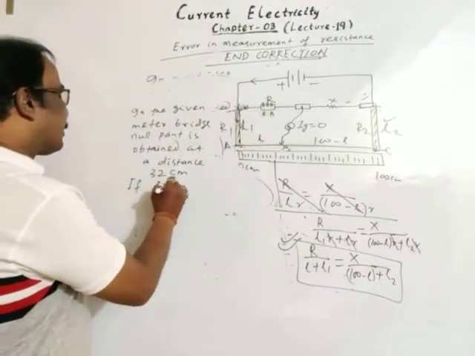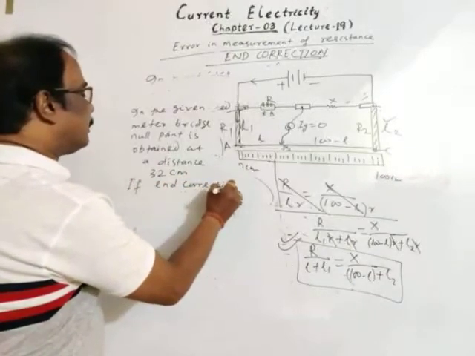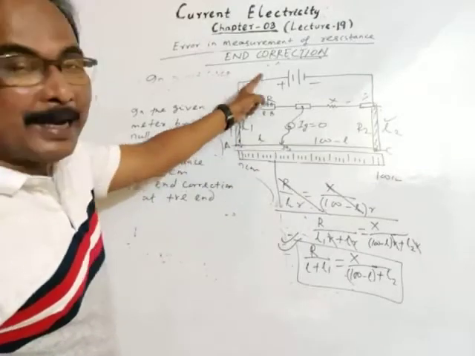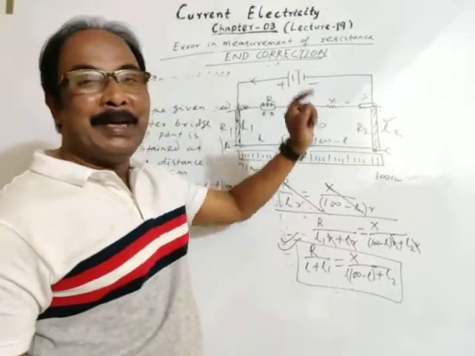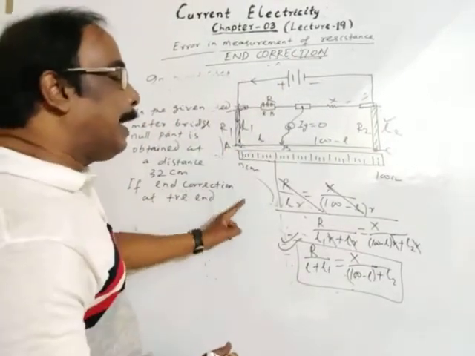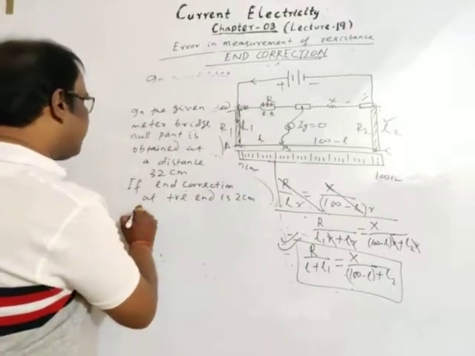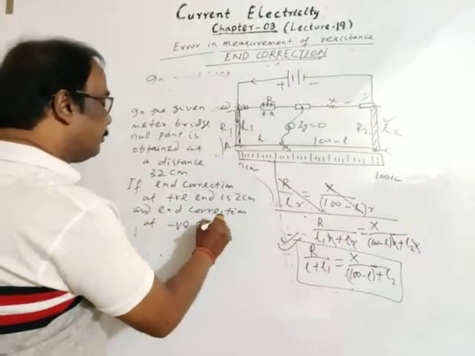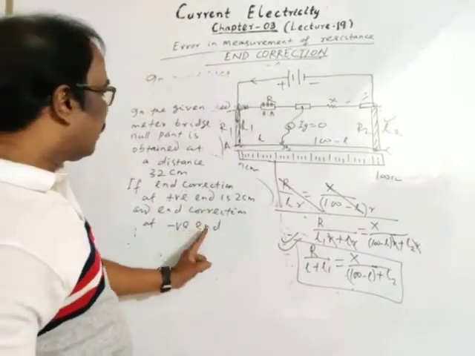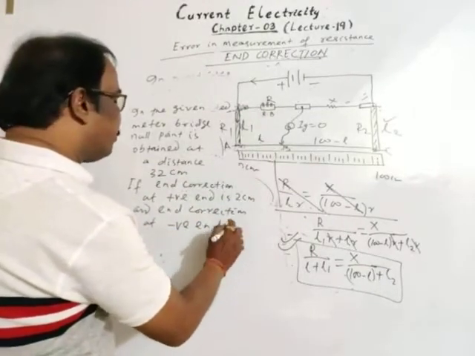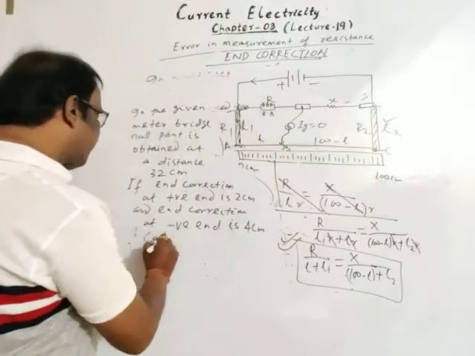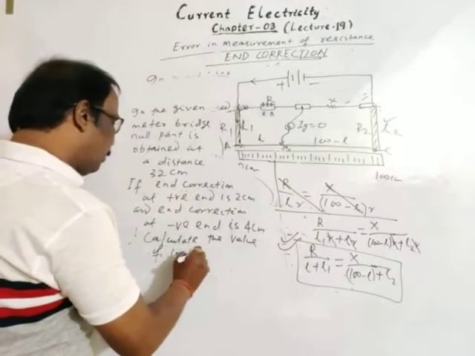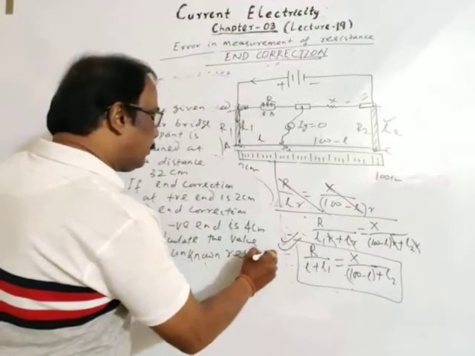If end correction at positive end, that means A is connected to positive and C is connected to negative terminal. If end correction at positive end is 2 centimeter and end correction at negative end is 4 centimeter, calculate the value of unknown resistance.